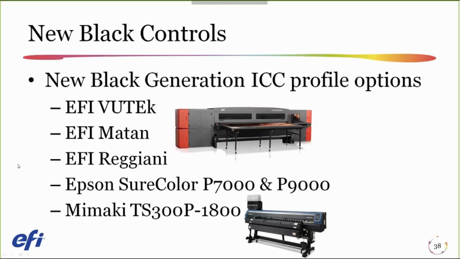So Viewtech, Matana, Reggiani, the Epson SureColor P7000 and 9000, and the Mamaki TS300P-1800, wish they'd have a little longer names for their printers. You're going to see this new version of black generation settings available for more and more printers as we go along. So if you don't have one of these printers on the list, still pay attention to the next area on black generation because it's likely in the future these will become your options.